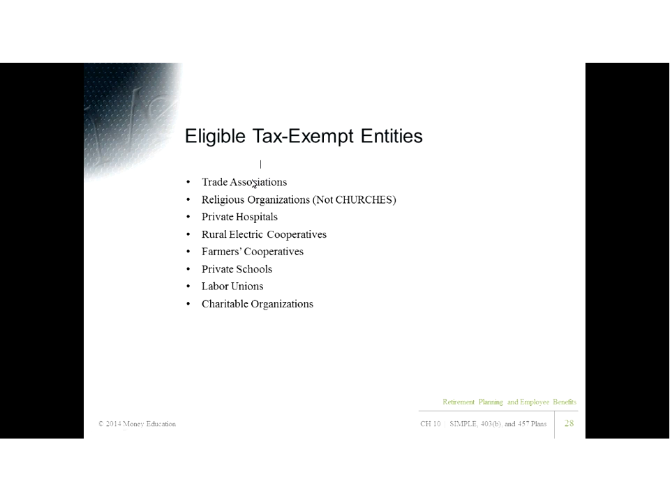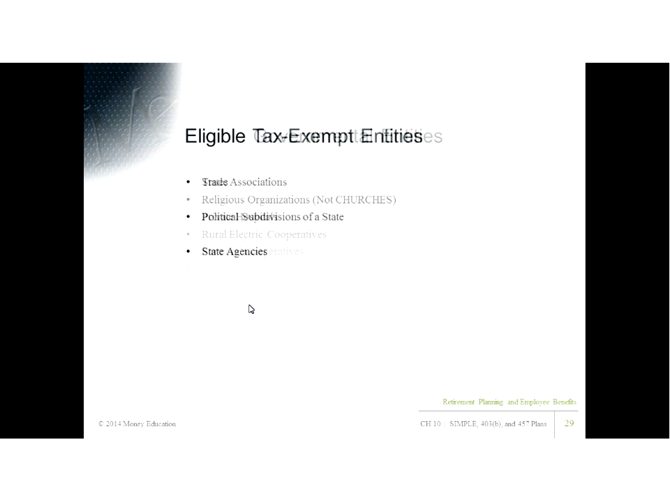So who can establish any 457? Trade associations, religious organizations excluding churches, private hospitals, because they have their own special kinds of plans, rural electric cooperatives, farmers cooperatives, private schools, labor unions, charitable organizations, and also government entities.